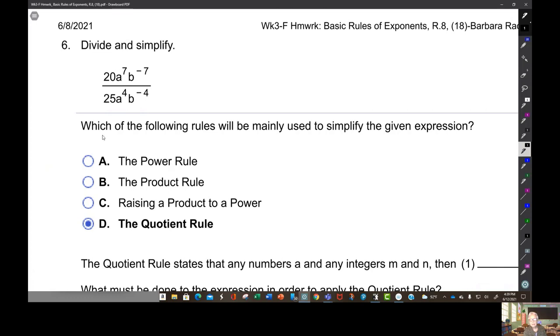Well, we're dividing, so the rule you're going to be using is the quotient rule. And here's what the quotient rule says. Here's an example. I'll use the a's. A to the 7 over a to the 4. The bases are the same. A to the 7 minus 4 equals a to the 3. That's what the quotient rule is, without using a lot of words.